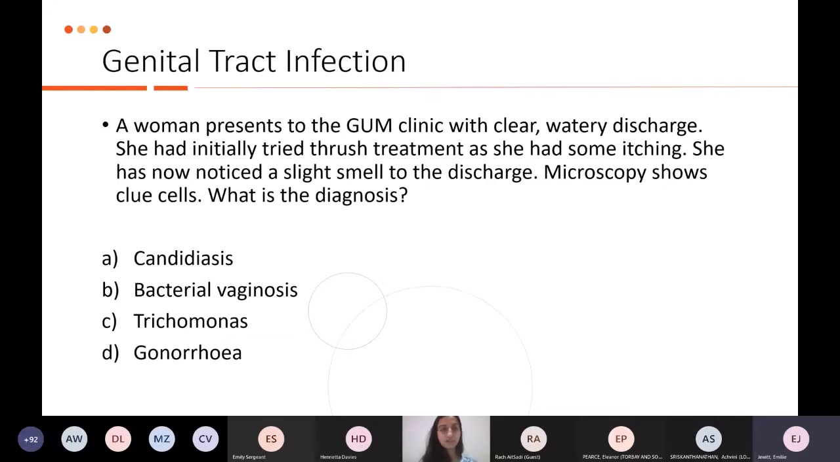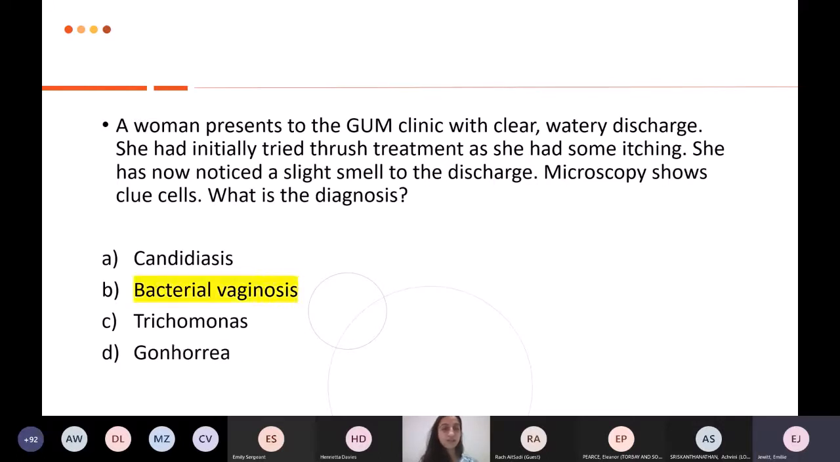Yeah, a little bit of a mixture, but I'm seeing lots of Bs. Yes, so this one probably wouldn't be an SBA because you've got your clue cells, which should be your clue for having bacterial vaginosis. Bacterial vaginosis isn't actually a sexually transmitted infection, but it is an infection that is basically an overgrowth of the normal flora in the vagina. Usually Gardnerella is the one that we find the most, and it can cause watery discharge, sometimes itching, and sometimes having a smell to it. The treatment for that would normally be metronidazole.